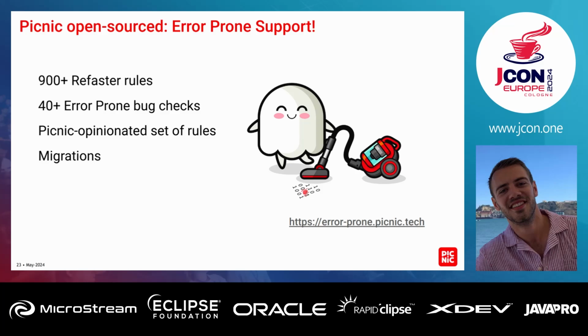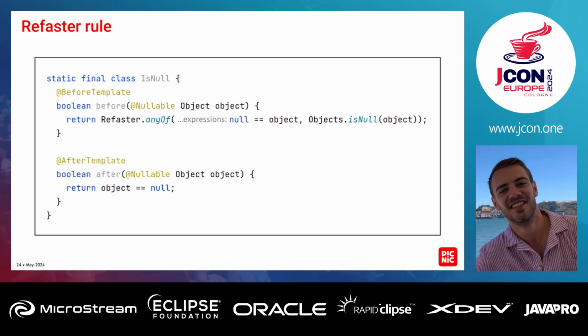And I'm going to show you two simple examples. For example, we have the IsNull Refaster rule, where we have, in essence, 3 different ways of checking whether something is null. And we say, please match the first 2 that are in the before template and rewrite them to the content that is provided in the after template. So the idea is that instead of having 3 ways, we have only 1 way in our code base and we automatically rewrite it for you.